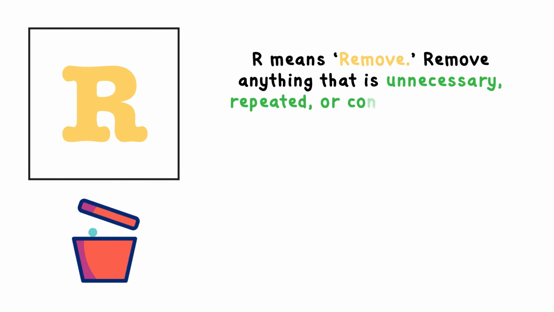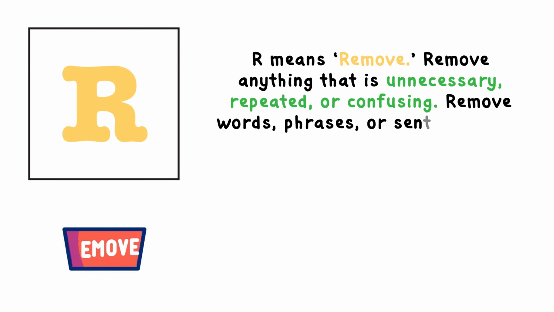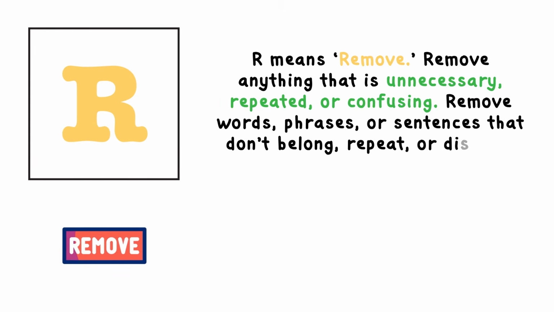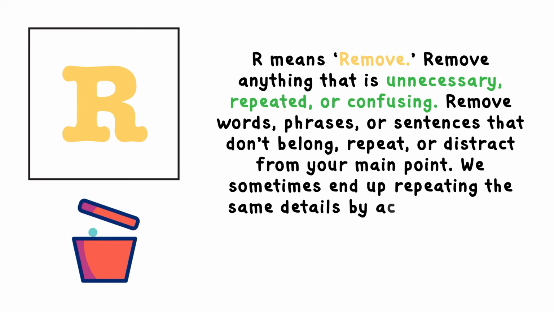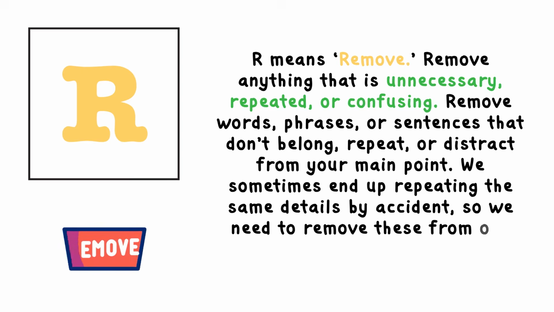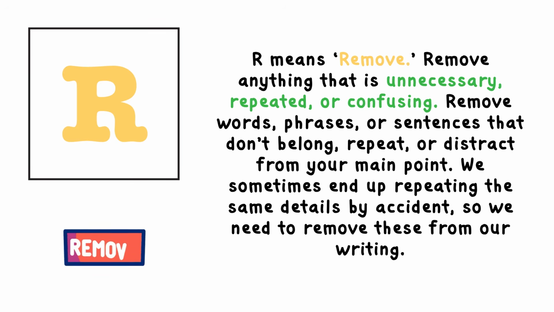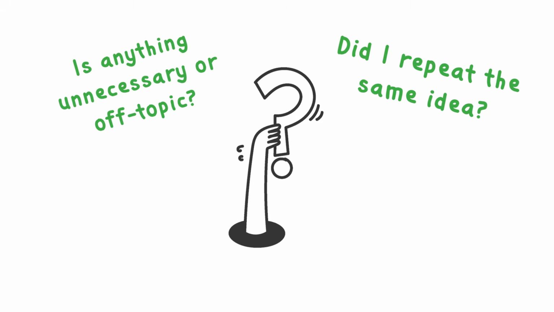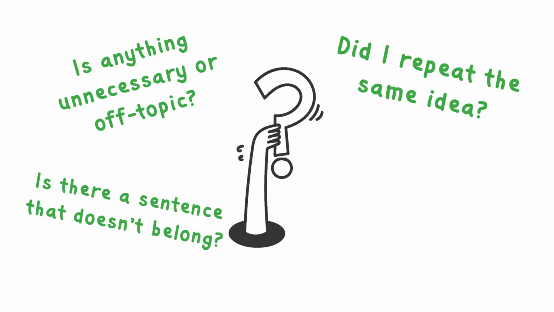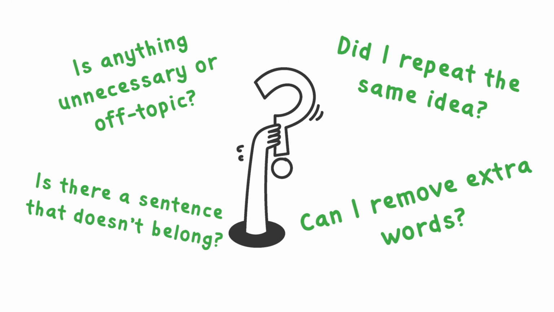R means remove. Remove anything that is unnecessary, repeated, or confusing. Remove words, phrases, or sentences that don't belong, repeat, or distract from your main point. We sometimes end up repeating the same details by accident, so we need to remove these from our writing. Ask yourself, is anything unnecessary or off topic? Did I repeat the same idea? Is there a sentence that doesn't belong? Or can I remove extra words?